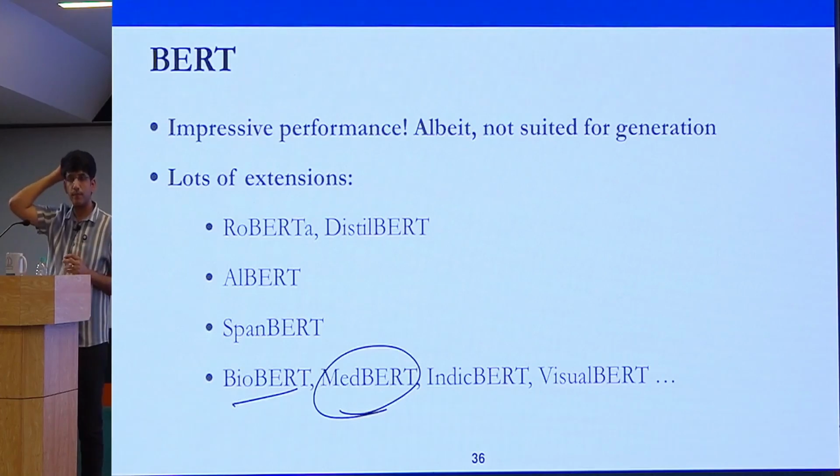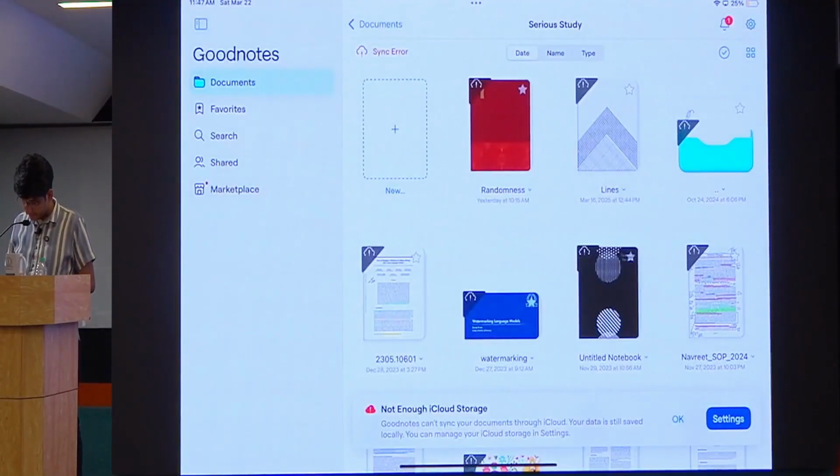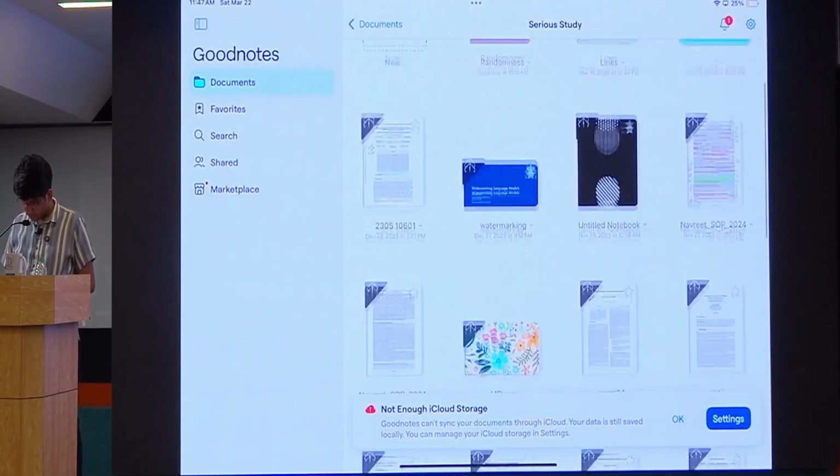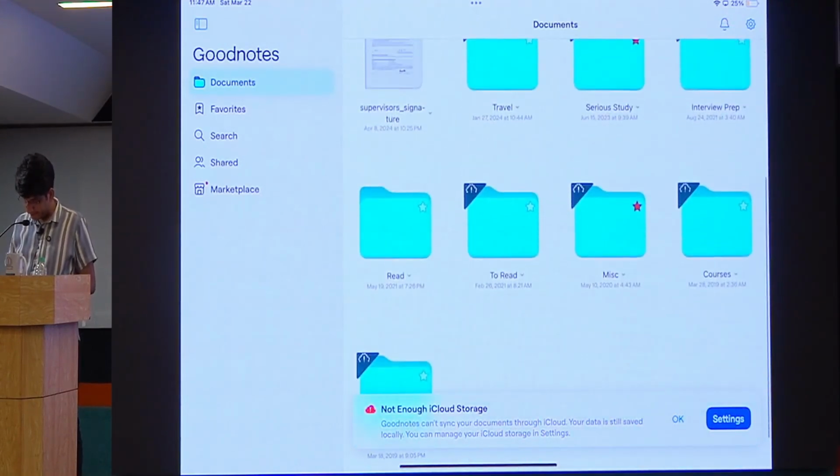Question. Are these fine-tuned models or pre-trained? Pre-trained models. These are pre-trained on, let's say, a specific corpus. But they could have taken BERT large and fine-tuned it. Yeah, they could have started with that, but some of them did not do that.